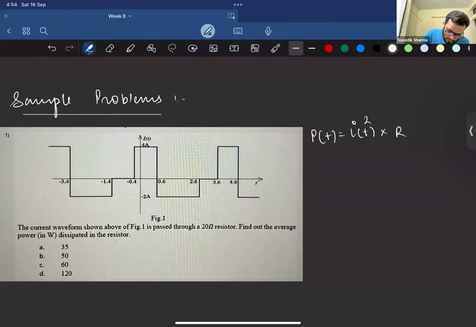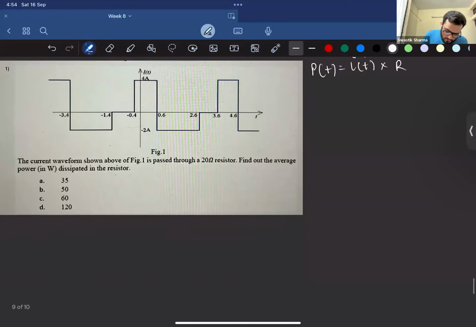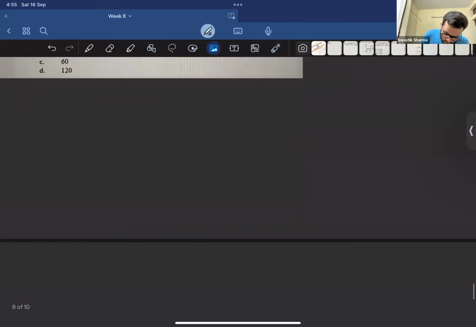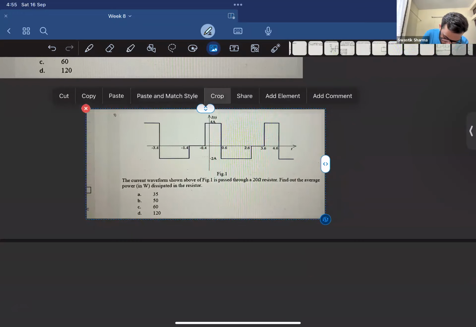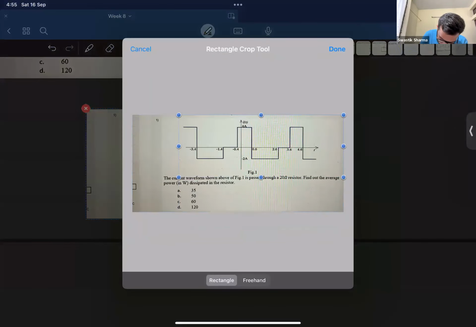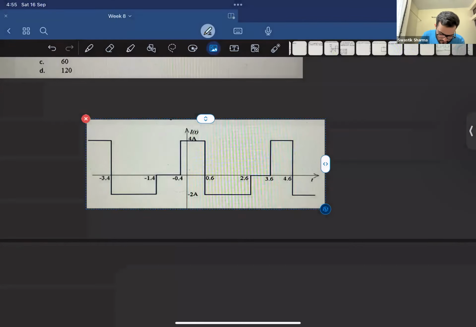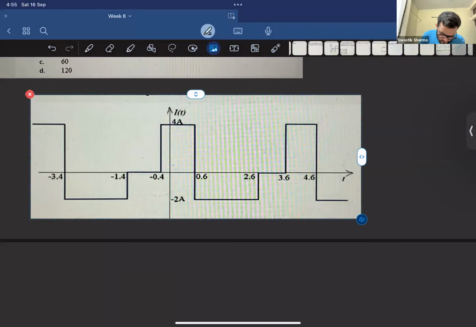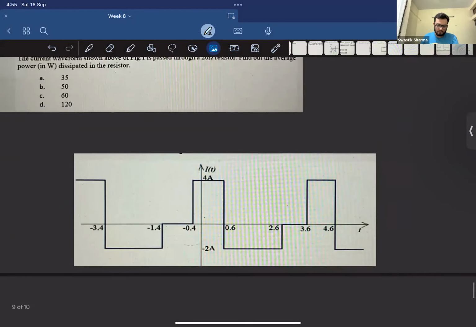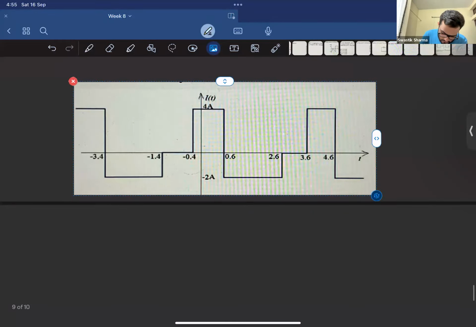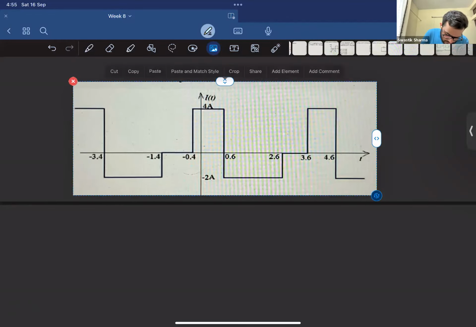So let's draw this whole circuitry, this waveform. Please feel free to unmute yourself and tell if you have any doubts. Let's work on the next page.